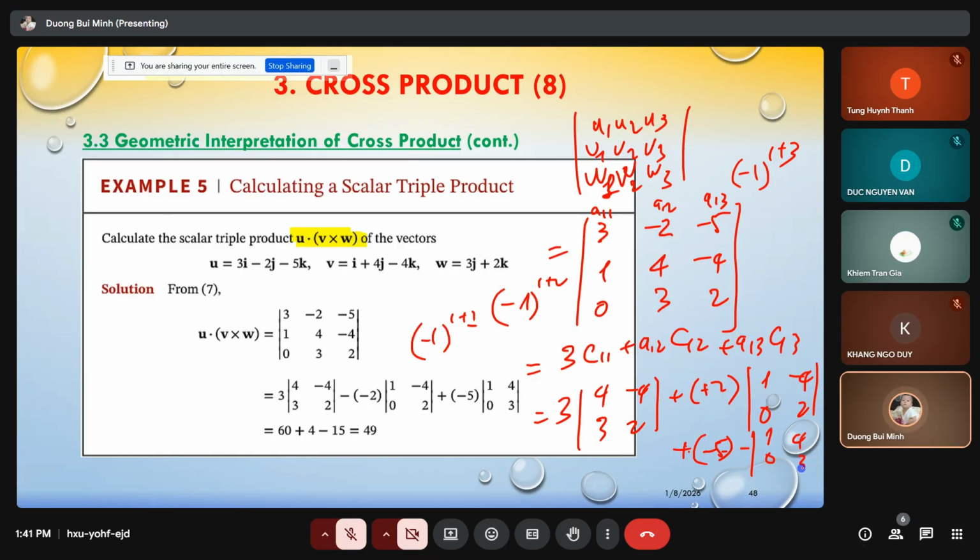And then you get 1, 0, 4, 3. Okay, then how many do we get? Minus 20 times 3, you get 60. This one is 2 times 2, you get 4. This one is minus 5 times 3, you get minus 15. So the answer is 49. Okay, so this one we say is a scalar triple product.